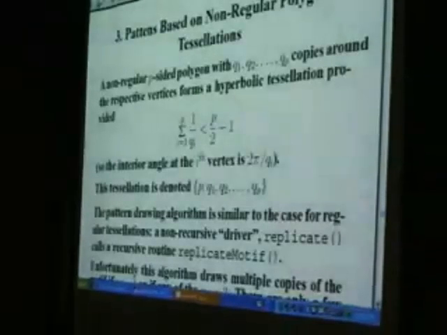Now, for non-regular tessellations, the first thing I considered was p-sided polygons, with q1, q2, up to qp copies of the polygon around the respective vertices. And such a tessellation, or such a polygon, can form a hyperbolic tessellation, provided this rule is true here.